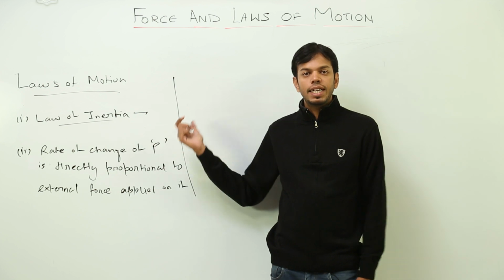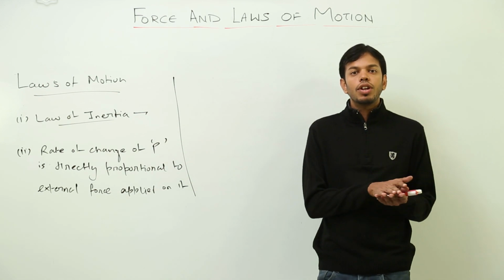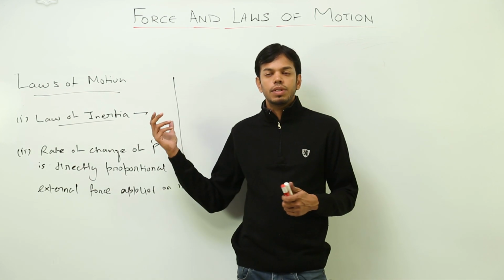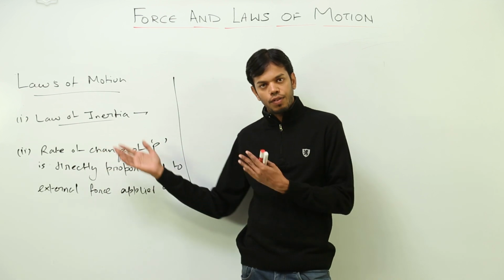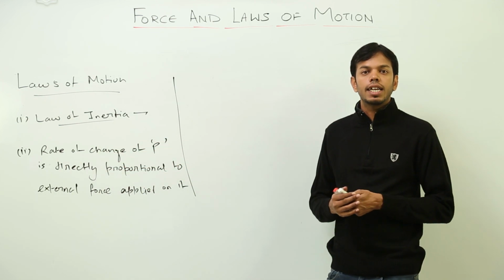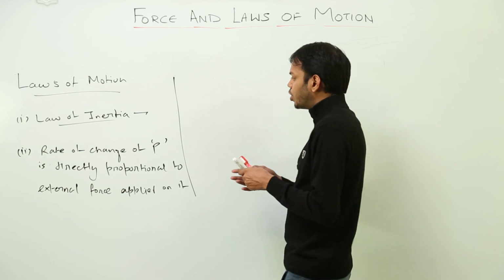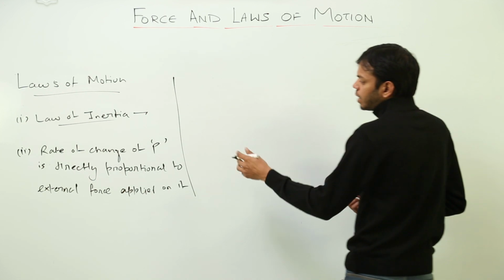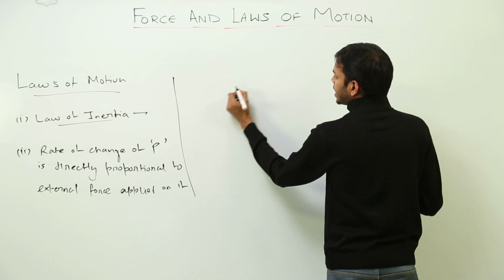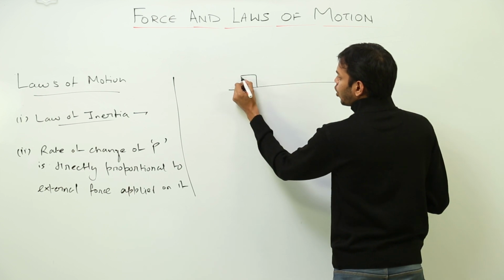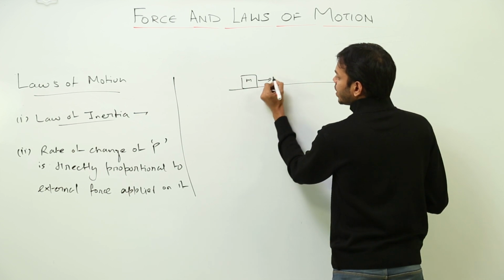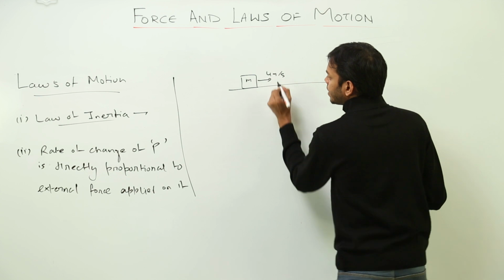The rate of change of momentum on a body is directly proportional to the external force applied on it. Now let's find the mathematical expression for it, what exactly this law states. We have a body of mass m which is moving with a velocity u meter per second, right?